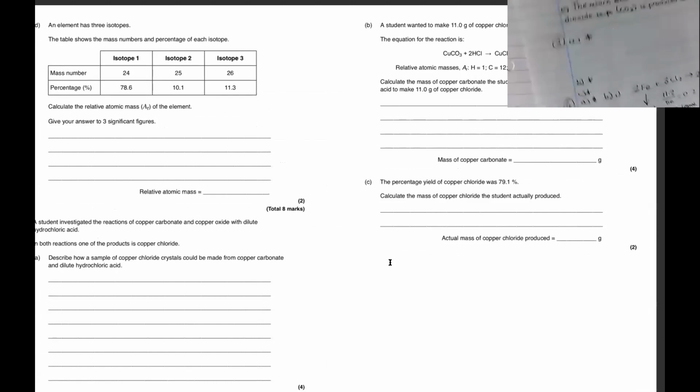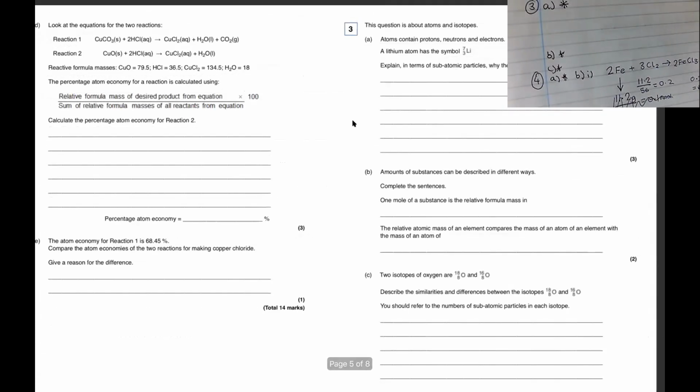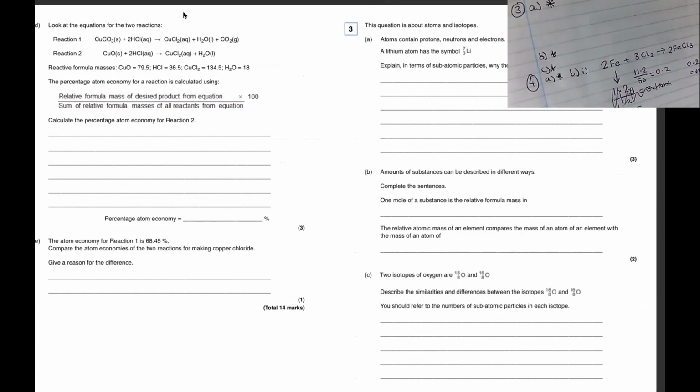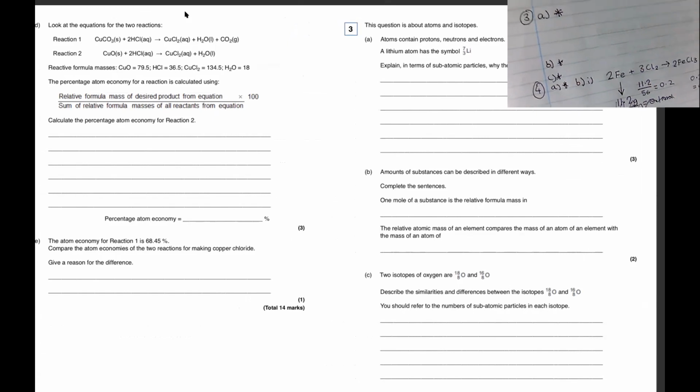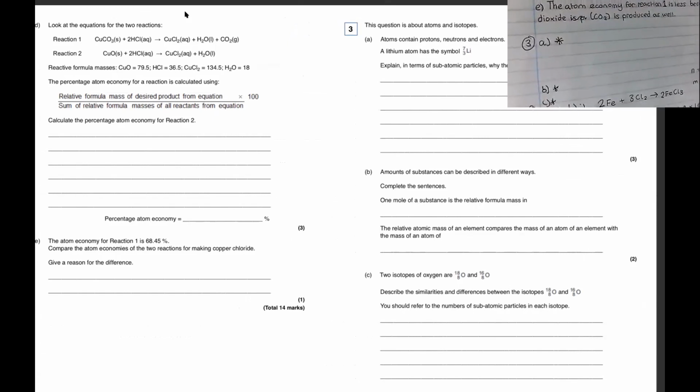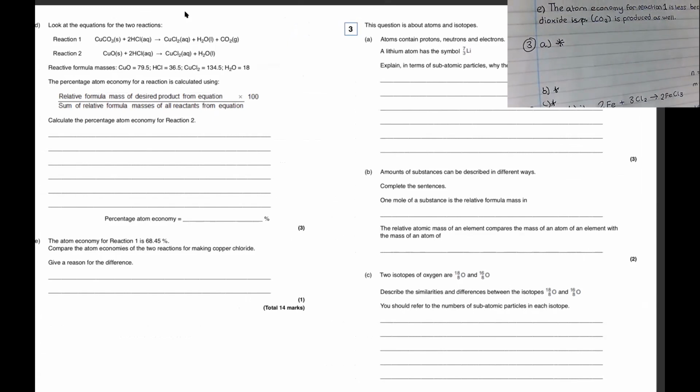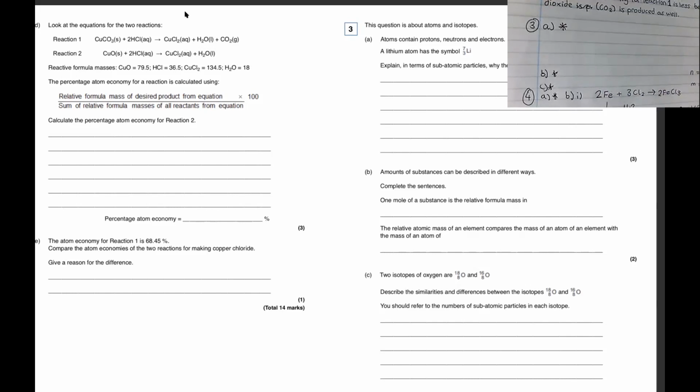Okay, and then the next one was 3A. Now it says, explain in terms of subatomic particles why the mass number of this lithium atom is 7. Okay, so how did you approach this one? So atoms contain protons, neutrons, and electrons. A lithium atom has the symbol 7,3.